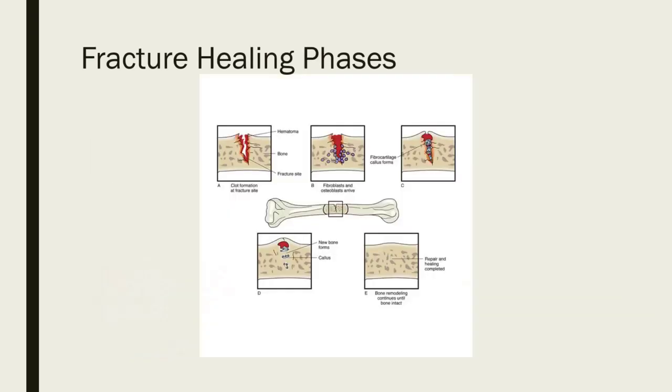This here is a visualization of the healing process, or healing phases, of the fracture. There's a hematoma formation at the fracture site, fibroblasts, then osteoblasts arrive to help start the repair process. Fibrocartilage callus forms, new bone begins to form, and then the bone remodeling continues until the bone is intact.